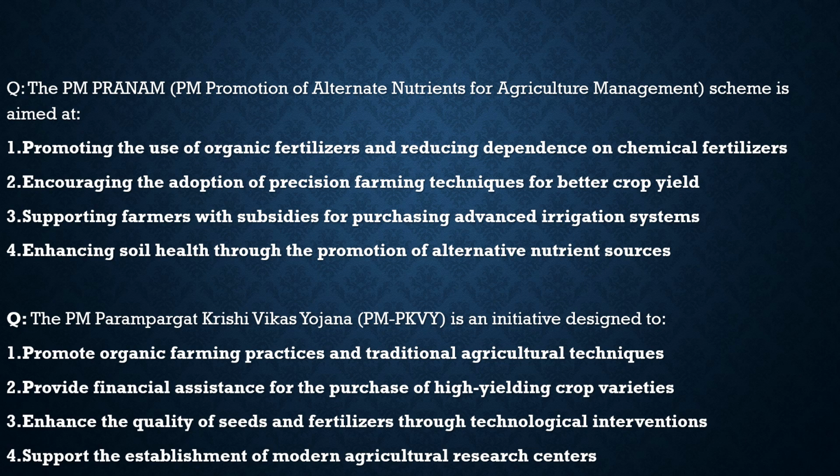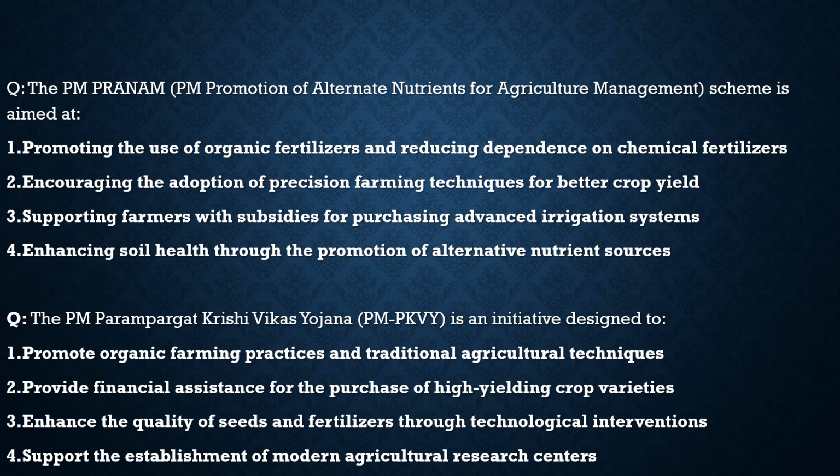The PM Promotion of Alternative Nutrients for Agriculture Management scheme is aimed at, first, promoting the use of organic fertilizers and reducing dependence on chemical fertilizers. 100% correct. Statement 2, encouraging the adoption of precision farming techniques for better crop yield. No, it is not added in it. Statement 3, supporting farmers with subsidies for purchasing advanced irrigation systems. No, not in it.